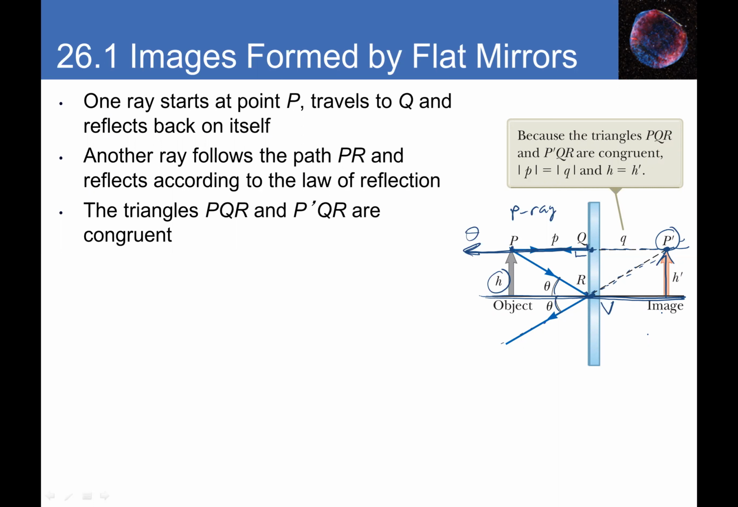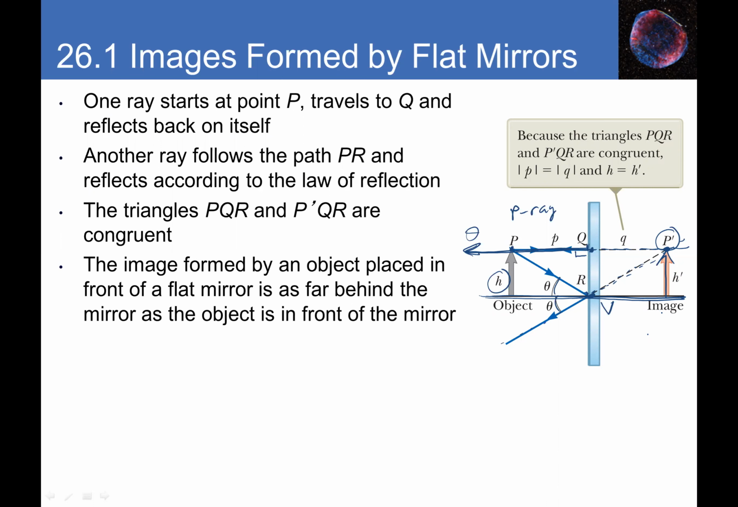Now, you can see the triangles PQR and P prime QR are congruent. The image formed by an object placed in front of the flat mirror is as far behind the mirror as the object is in front of the mirror. That's also another thing that is very unique to flat mirrors. That means P, which is the distance of the object relative to the mirror, is equal to Q, which is the distance of the image relative to the mirror.